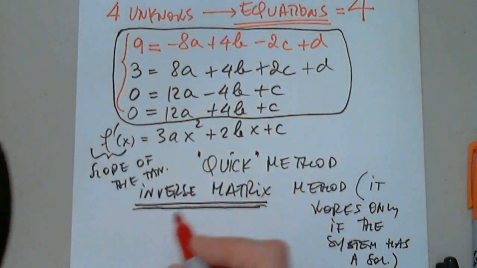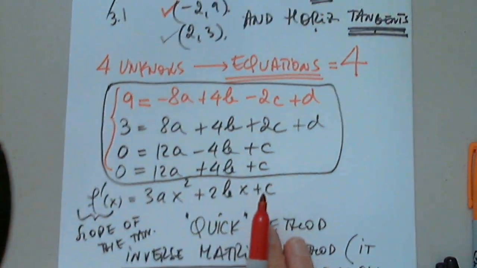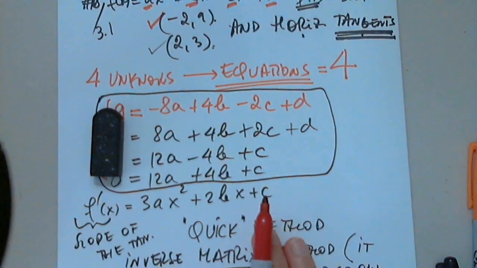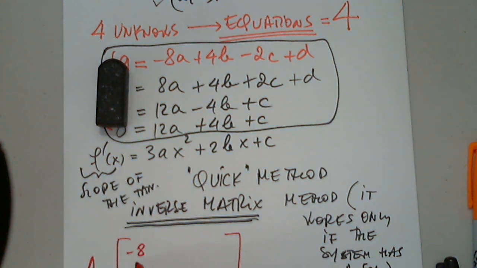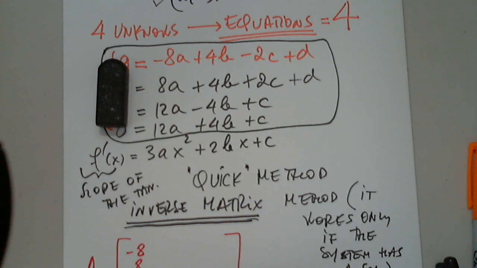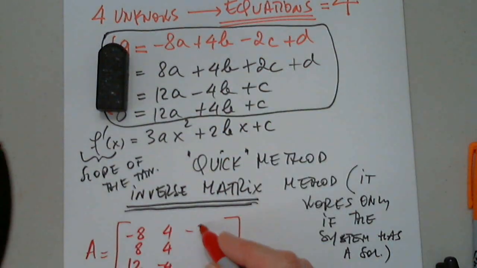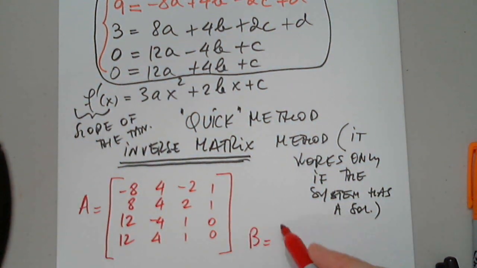So then we're going to create a matrix called matrix A. Matrix A has only the coefficients you see here, not the free terms. Okay? In correct order. Negative 8, 8, 12, 12. Correct order. Space. 4, 4. Negative 4, 4. Negative 2, 2. 1, 1. And 1, 1, 0, 0. That's matrix A.